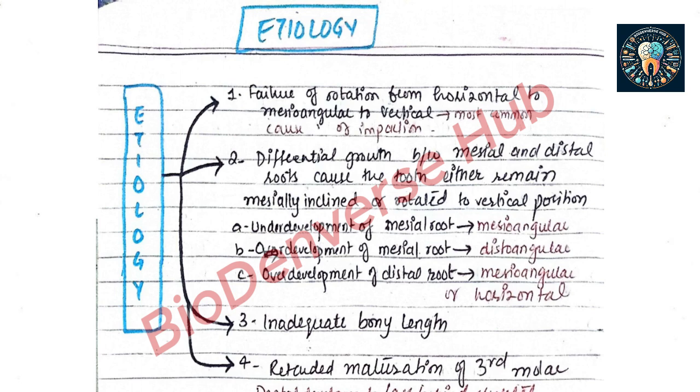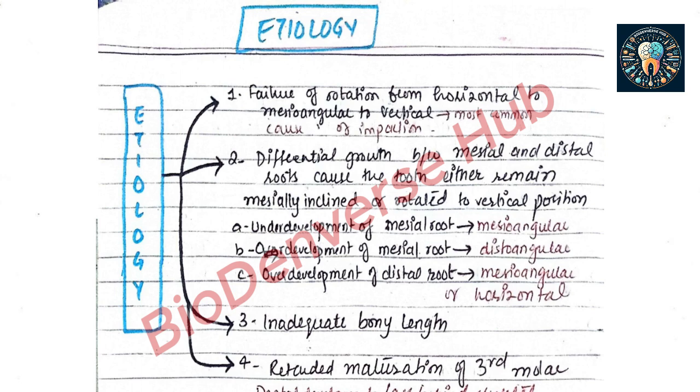For example, the underdevelopment of the mesial root can lead to mesioangular impaction. Secondly, the overdevelopment of the mesial root can lead to distoangular angulation. The overdevelopment of the distal root could result in mesioangular or horizontal angulation of the impaction.